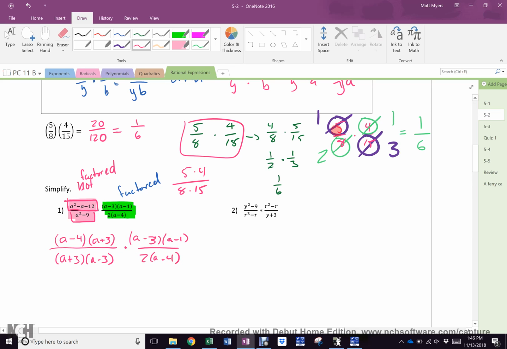Now, when I had all numbers and anything worked up and down, I could cancel, yes? Do I have any of that here? A minus 4, A minus 4. One's up, one's down. What happens? Gone. A plus 3, A plus 3. What happens? Gone. A minus 3, A minus 3. What happens? Gone. What's left? A minus 1 over 2.